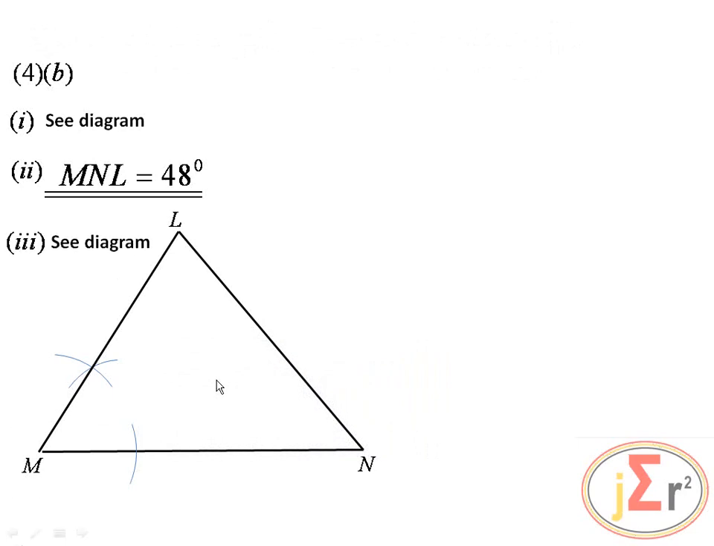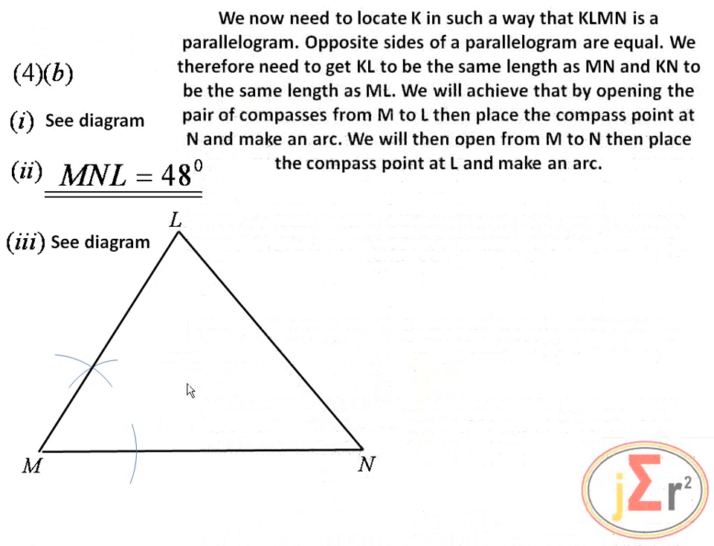Next part of the problem, we need to locate a point in such a way that the figure so formed along with this triangle that we have right here is a parallelogram. We now need to locate K in such a way that KLMN is a parallelogram. Opposite sides of a parallelogram are equal. That is the principle that we are using in locating the point K. Opposite sides of a parallelogram are equal. We therefore need to get KL to be the same length as MN and KN to be the same length as ML. Before going any further, let's take a look at what that means.